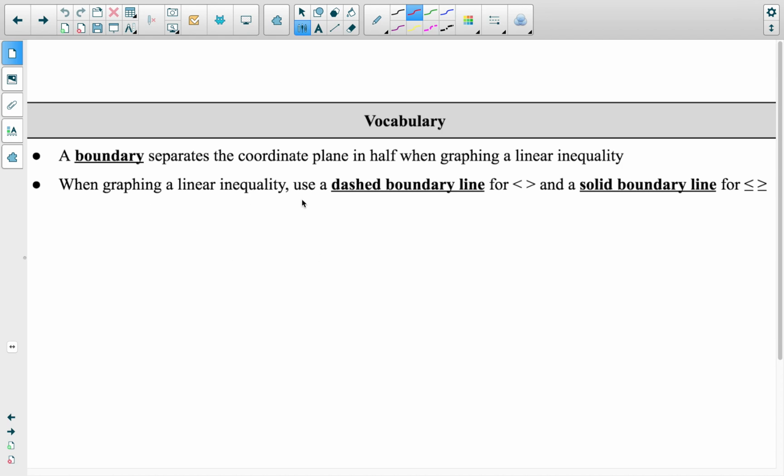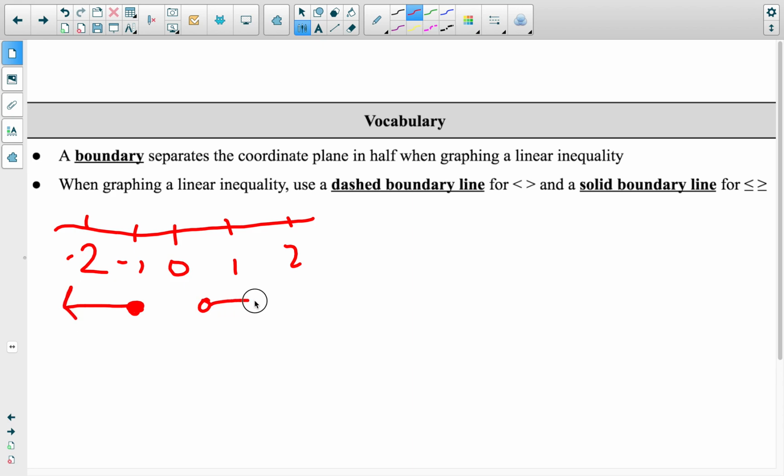So when we're graphing a linear inequality, we're going to have to make a couple decisions. It's kind of like when we're graphing a regular inequality on a number line, like this. We have to decide, do I want a closed or an open circle? And we have to decide which way is my arrow going to face. So this is building on that idea, except instead of just graphing on one number line, we're graphing on the x and the y axis. Okay, so we have to still use this idea of closed or open circle.